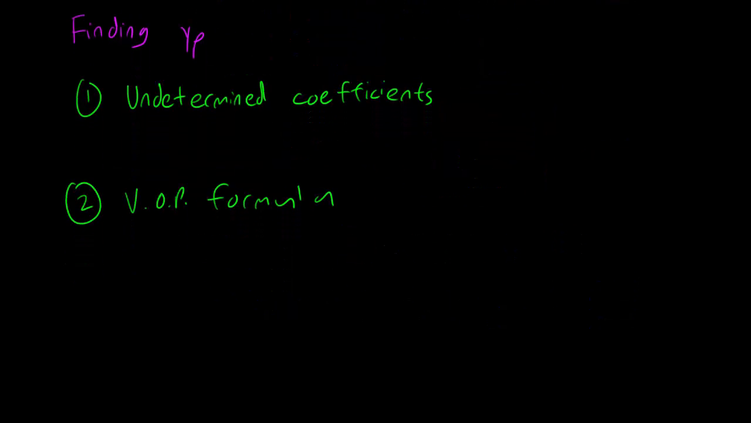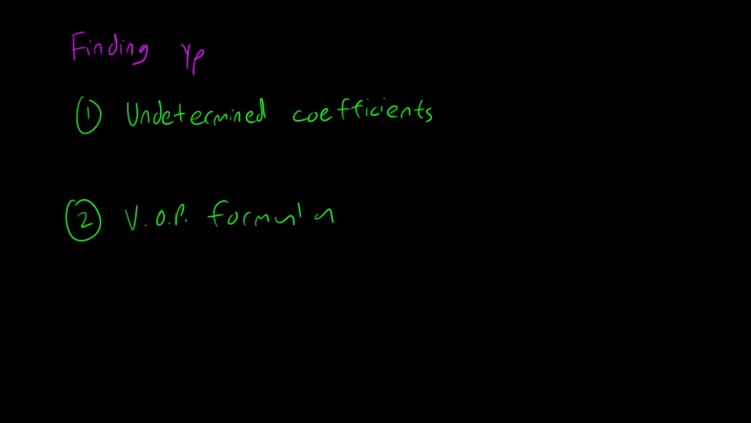So to find that single solution yp, we have two ways to do it, either by undetermined coefficients or by the VOP, the variation of parameters formula. And rather than explain it to you, I'm going to just link you to the videos we've done before. I think these things are best learned through examples.